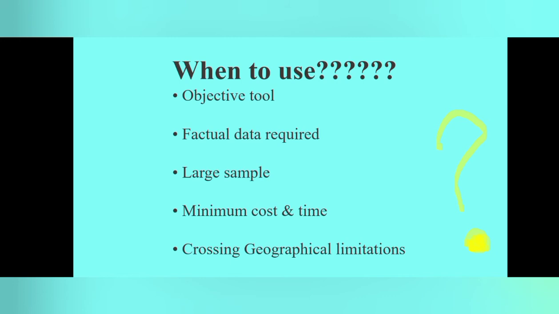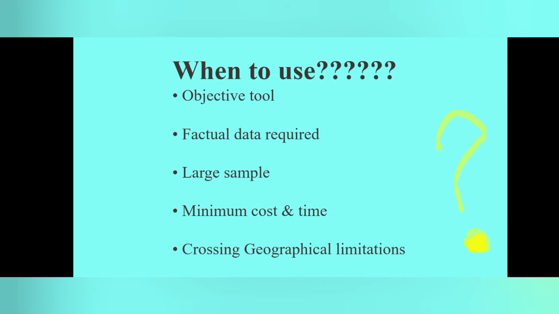A questionnaire may help you gather data in a more reliable manner, collecting the data in a more quantifiable kind. When to use? When you are supposed to do objective research, when you are supposed to research something in an objective manner, so this is a very efficient tool. Factual data required: the data gathered from the questionnaire is basically factual data and is based upon facts and figures. Large sample: it can deal with a large sample, it can deal with a large population.